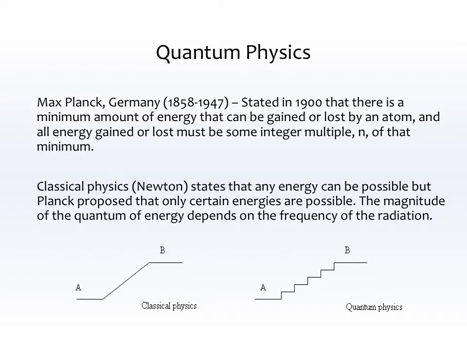So now back to the atom. Max Planck stated in 1900 that there is a minimum amount of energy that can be gained or lost by an atom, and all energy gained or lost must be some integer multiple of that minimum. So classical physics, like Newton physics, stated that any energy could be possible. So we could have energy anywhere along this line. But Planck proposed that only certain energies are possible. The magnitude of the quantum of energy depends on the frequency of the radiation. So my electron or atom can give off this much energy, or this much energy, or this much energy, but it can't give off any of these amounts of energy in between.